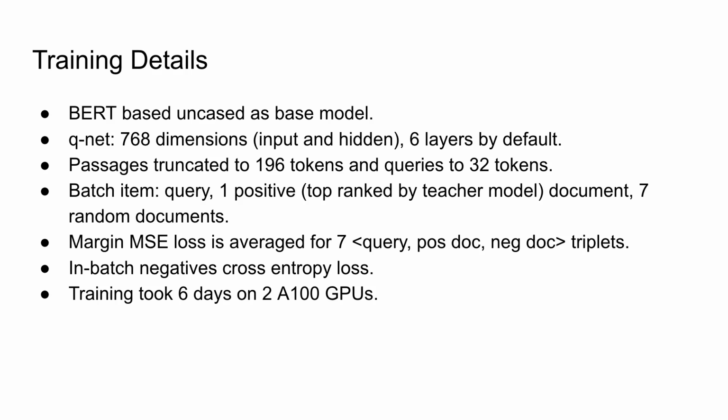They use in-batch negatives, and they use cross-entropy loss for that, where the positive documents for the other queries in the batch are considered the negative documents for the given query. So that's why it's called in-batch negatives, because the negatives come from the other triplets in the batch. And training took 6 days on 2 A100 GPUs.